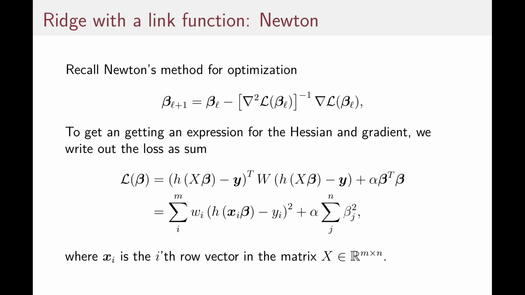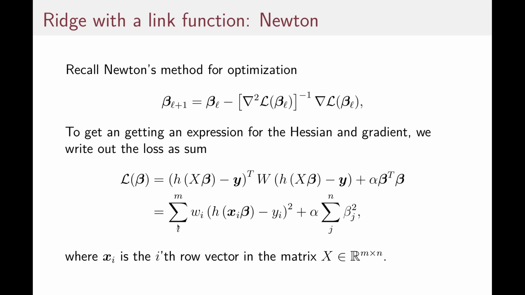Here's the second approach, using Newton's method. We'll expand the whole loss function, and Newton's method is this. The next beta is the previous beta minus the inverse Hessian times the gradient. So what we need to do to make this work is to get an expression for the gradient and an expression for the Hessian.